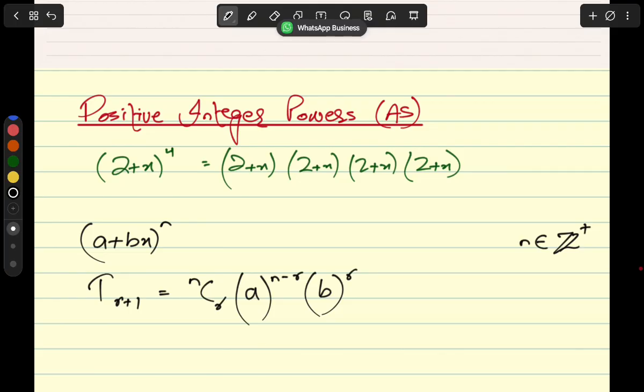Notice something: the power of a decreases. As you move on, the power of a is going to go down and the power of b increases with the subsequent terms, and the coefficients come from combinations nCr. So the first term is going to be nC0, the second is going to be nC1, and so on. If you understand this formula, half the chapter is already finished.